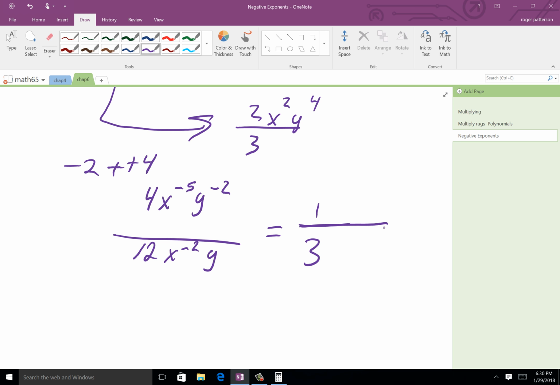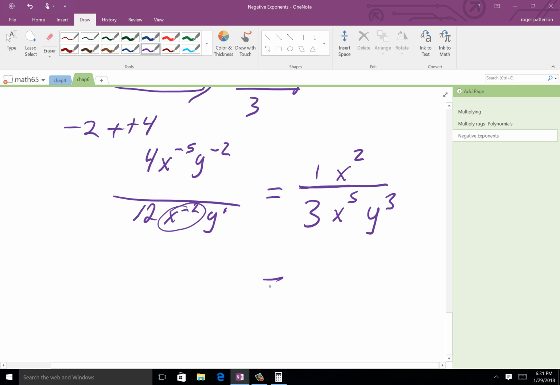Okay, so if we did it the first way I showed you, where's the x to the negative fifth, where's that going to go? Down, right? Okay, what about this x to the negative second? It's going to go up. And then y to the negative second is going to go down. So we're going to have how many y's on the bottom? 3, good, because you already got 1. All right, so you're going to have 3.